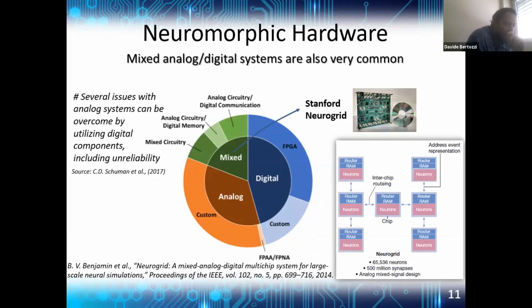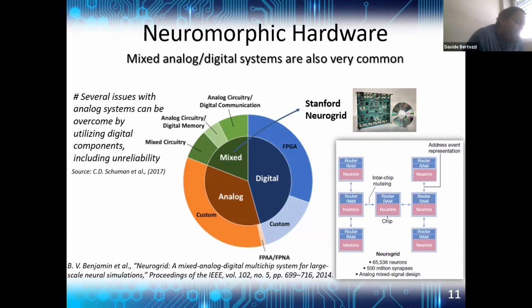In addition to fully analog realizations, another important class of neuromorphic hardware falls into the category of mixed analog-digital systems, which are very common as well. In fact, as I was mentioning, there are several issues with analog systems that can be overcome only by using digital components. I mentioned reliability. It's the current source of debate whether this actually plays in favor of analog realizations or calls for more and more digital circuits.